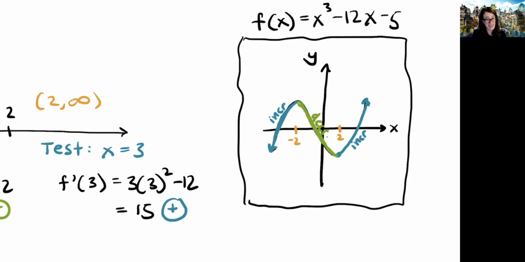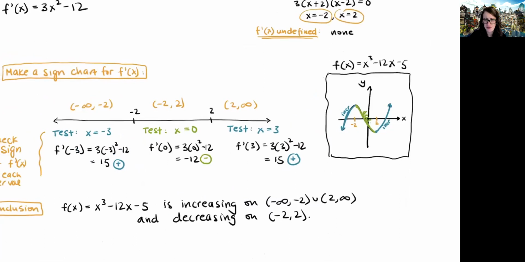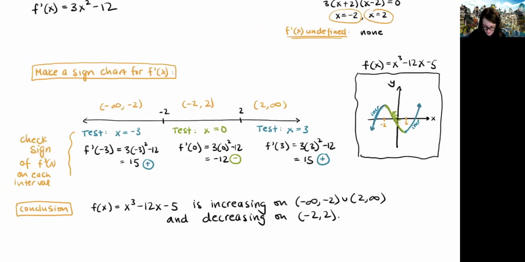I think this is amazing that we can figure this out just by a derivative and setting something equal to 0 and then plugging in numbers and checking out the sign. It's kind of crazy and pretty cool.